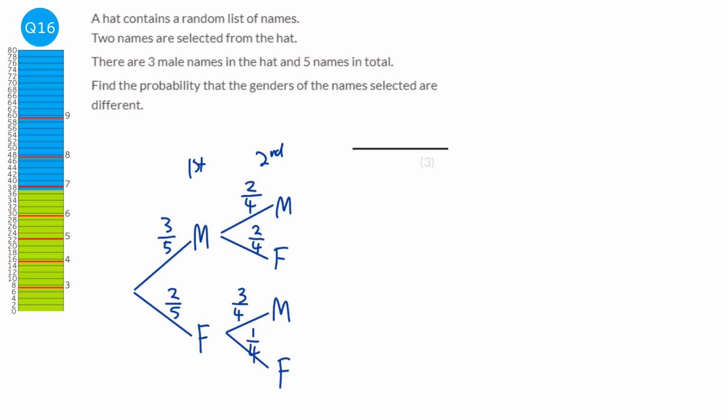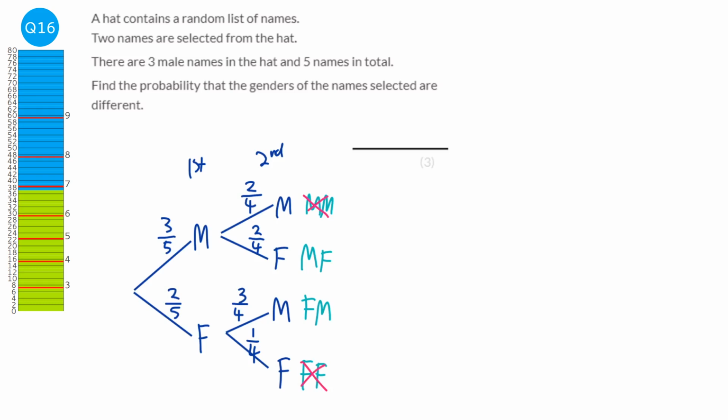Okay, we're looking for the probability that the genders of the names are different. So looking at the outcomes, the outcome here would be male-male. That's not what we're interested in. Here would be male-female, we are interested in. Female-male, we are interested in. And female-female, we're not interested in. So we're not interested in these ones.